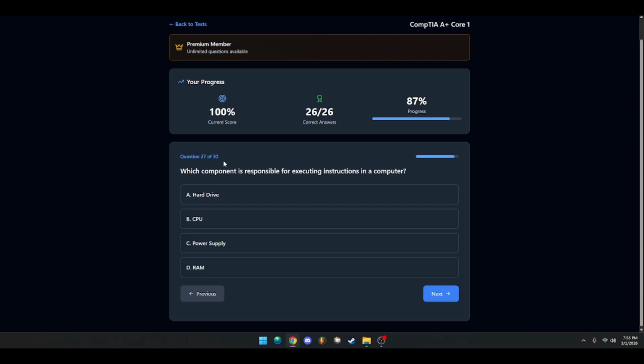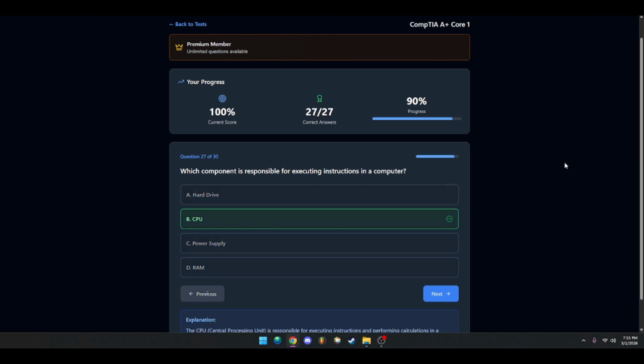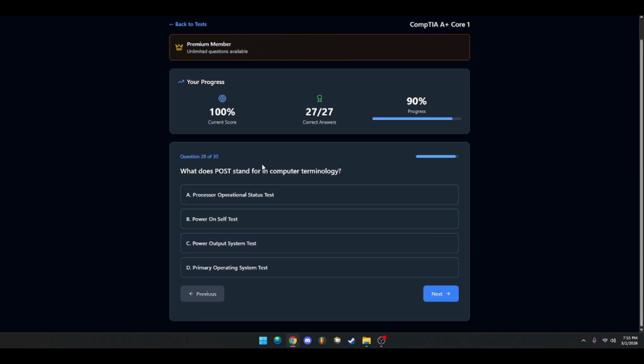Question 27. Which component is responsible for executing instructions in a computer? Think about it for a moment. And the answer would be CPU. This is responsible for executing instructions, doing calculations, things like this in your computer. Let's move on to the next. Question number 28.